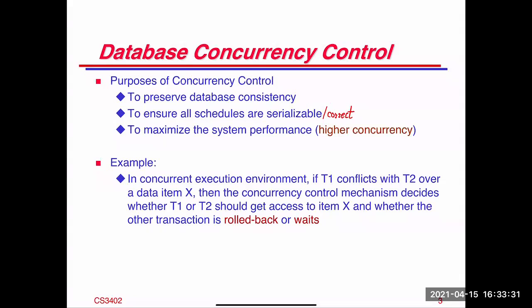Now, what's the purpose of concurrency control? Well, if we have a concurrent execution environment, and you have two transactions, T1 and T2, and maybe T1 conflicts with T2 over some data item X, then the concurrency control mechanism will decide whether T1 or T2 gets to access item X, and whether the other transaction is either rolled back or needs to wait until it gets its turn.